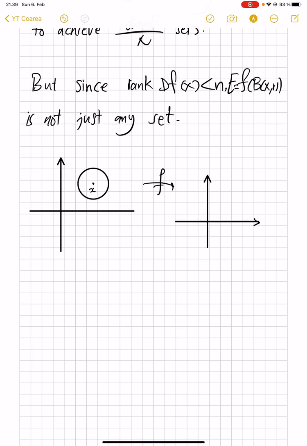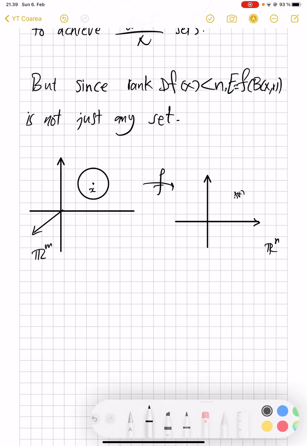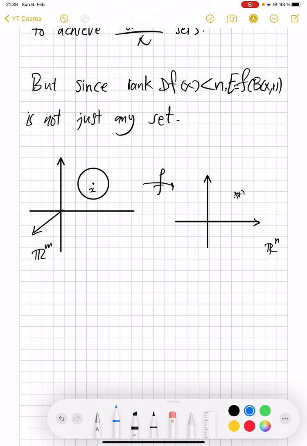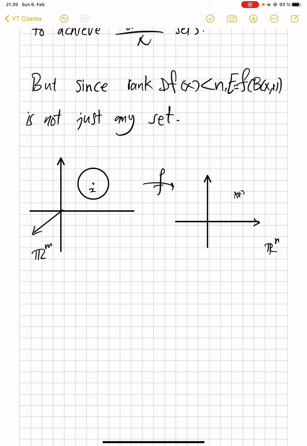So my pictures are like here, you can imagine it's R3 into R2, but in any dimensions it will be basically the same. So here will be f of x. Okay, I want to draw the image of the derivative first.